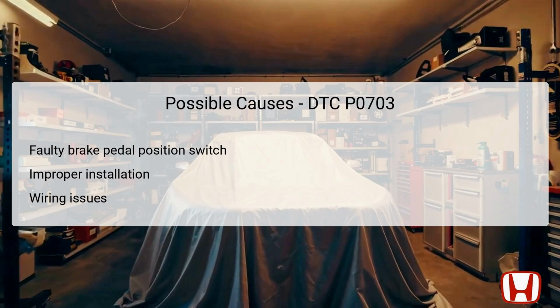Poor connections or corrosion can exacerbate these issues, leading to erratic behavior of the switch over time. In diagnosing this trouble code, careful inspection of all electrical connections and components related to the brake pedal position switch is essential to ensure full functionality.